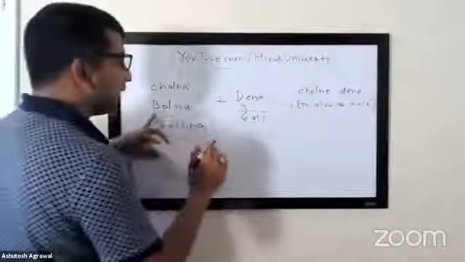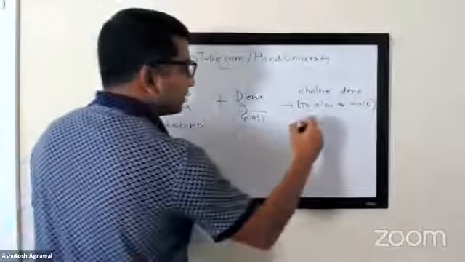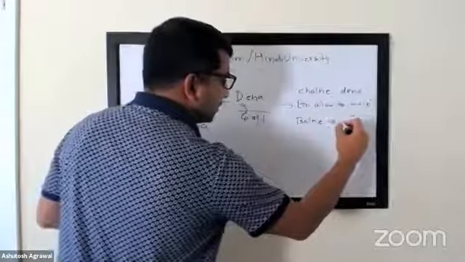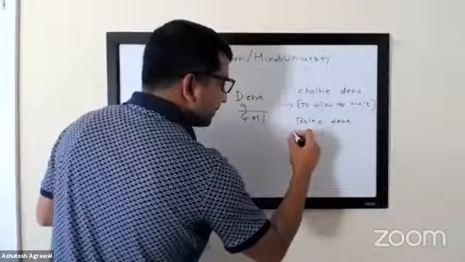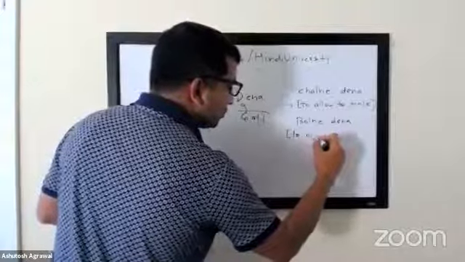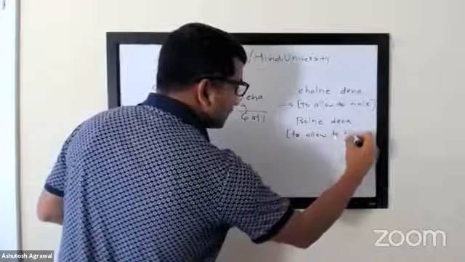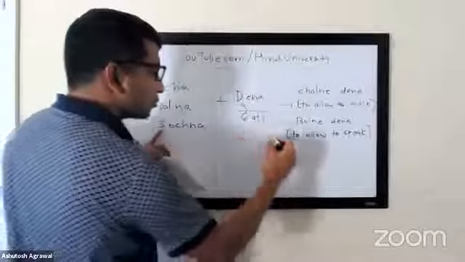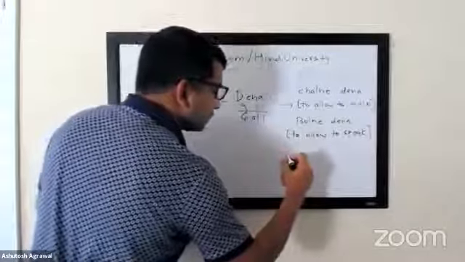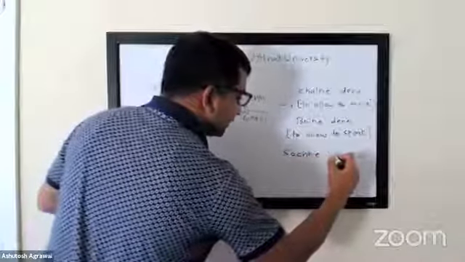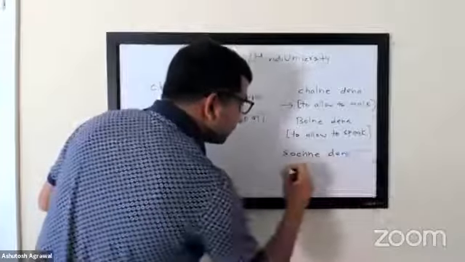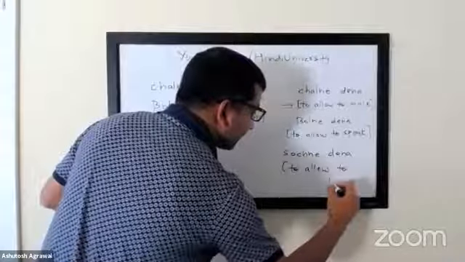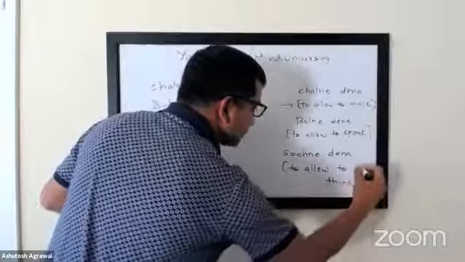What about this one? Bolne, bolna plus dena would be? बोलने देना. Bolne dena, which is same basically to allow to speak or to let someone speak. And last one, sochna plus dena would be? सोचने देना. Very good. Sochne dena, which is to allow to think or to let someone think.